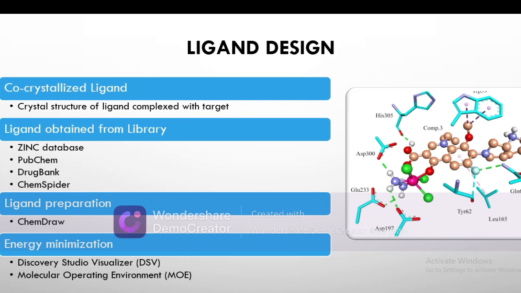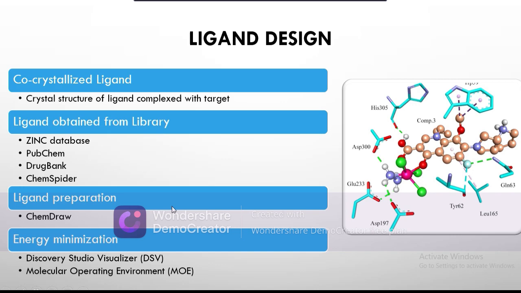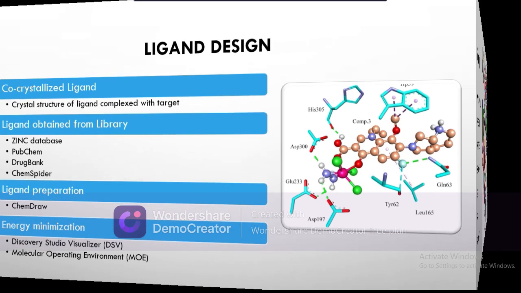Ligand obtained from library. We can obtain different ligands from different libraries like zinc database. We can use PubChem, Drug Bank, ChemSpider, and we can also draw the structure of our ligand through ChemDraw, or some other tools can also be used. There are some online tools available which can be used. And energy minimization is also important. So before docking, our molecular operating environment, these two softwares can be used to energy minimize our ligand.